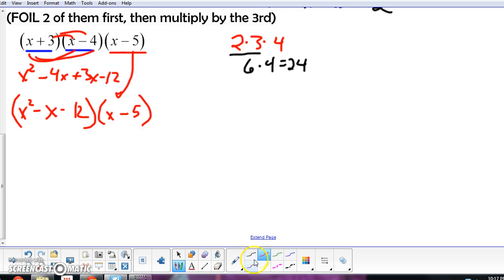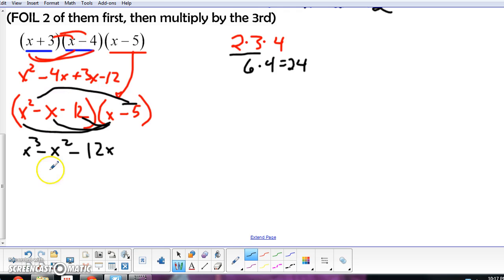So I do a little bit of distribution or handshake method, whatever you want to call it. x times x squared is x cubed, minus x squared, minus 12x. Sorry, being a bit messy here. And then I take negative 5 and do the same. Take the negative with you. Negative 5x squared. Negative 5 times negative x will be plus 5x. And finally, negative 5 times negative 12 will be positive 60.